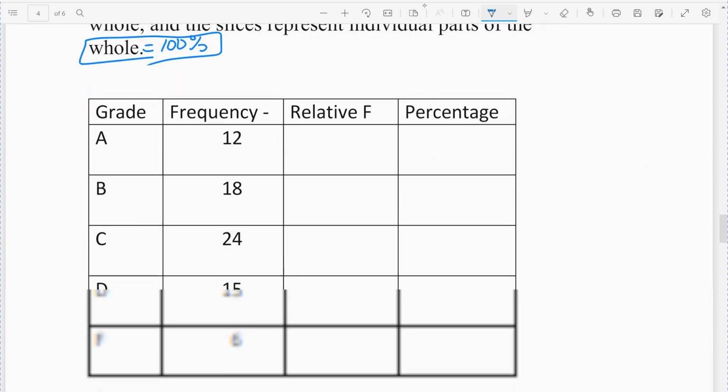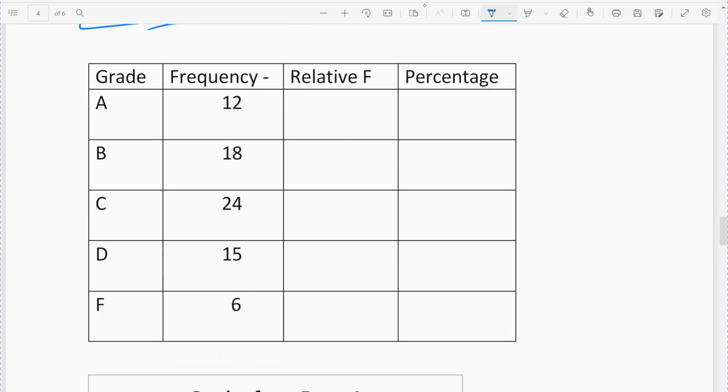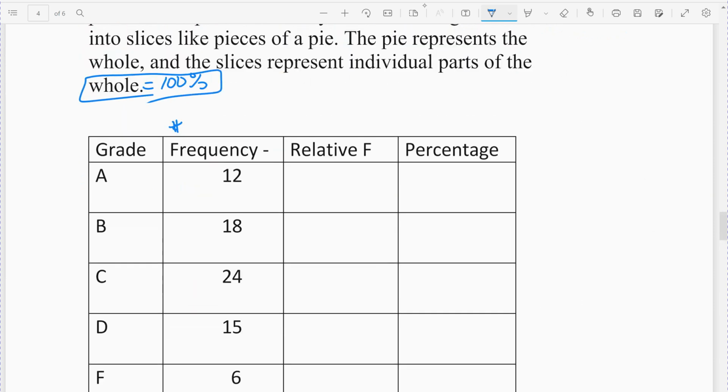Alright, so an example that I'm going to set up with a pie is, suppose that I have grades, and the frequency would be the number of students that have the grade. So A, there are 12, B, there are 18, C, there are 24, D, there are 15, and F, there are 6. First thing we want to find is the relative frequency. The relative frequency is the fraction of those in an A, the fraction of those in a B, the fraction of those in a D, and the fraction of those in an F.